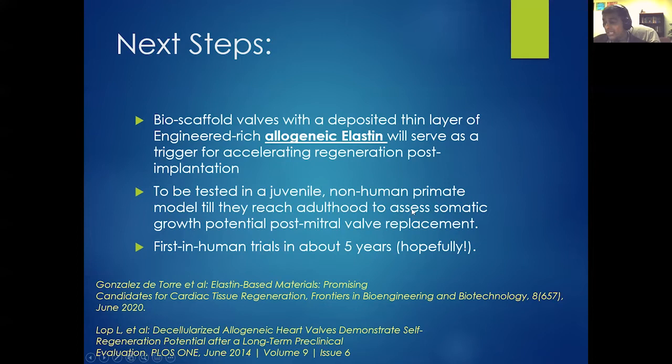And so we're very excited to hopefully be able to move to that process in about 5 years, the first in human trials. Like I said, in about 5 years, hopefully.